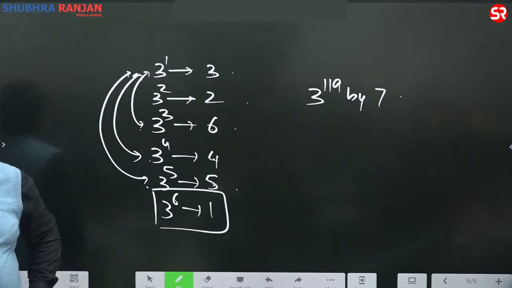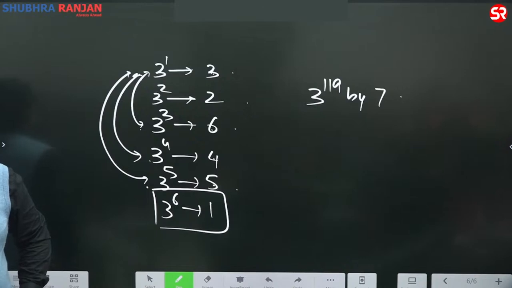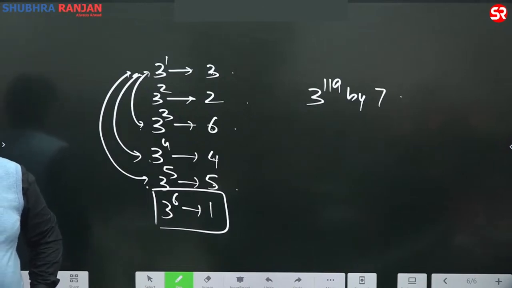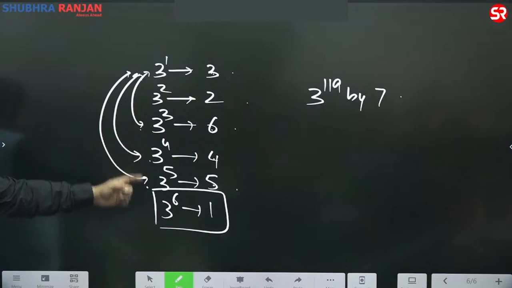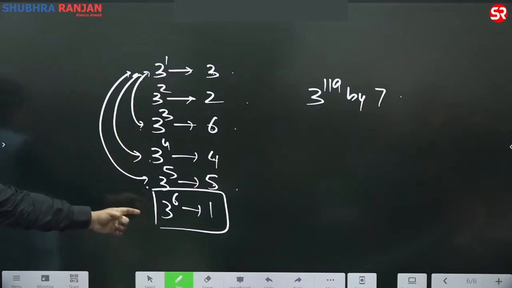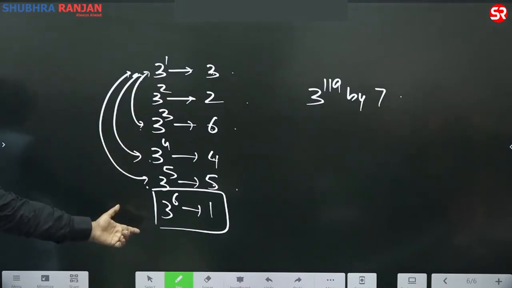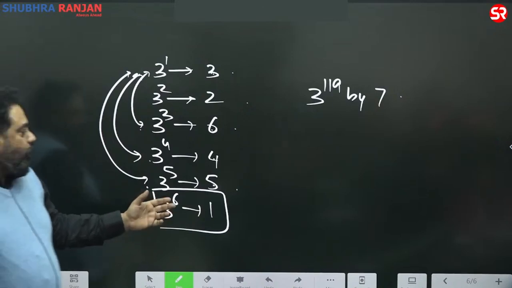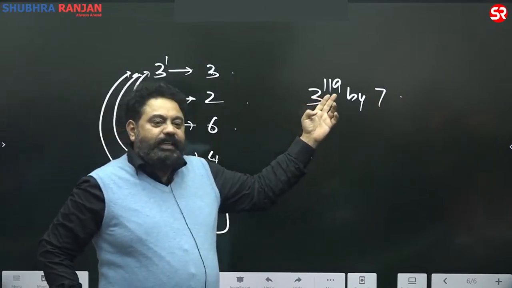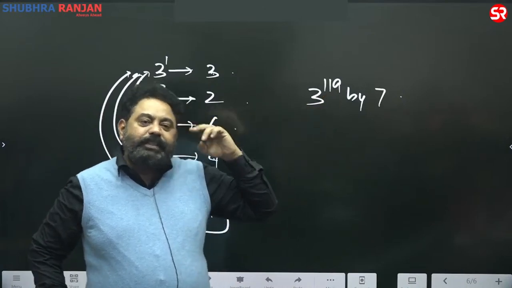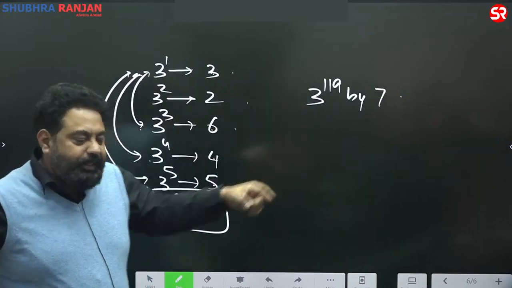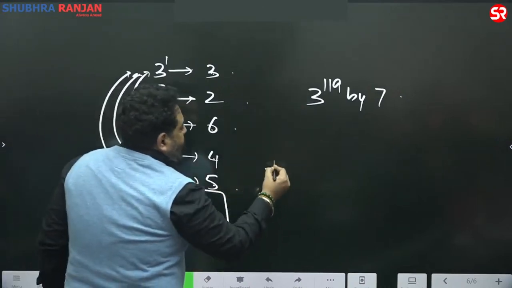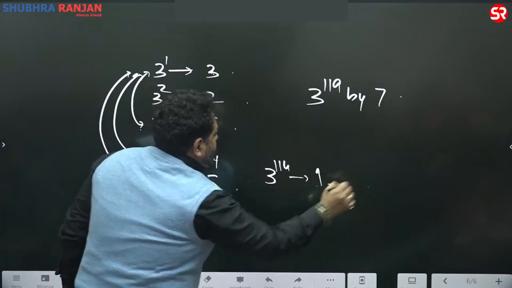Making 1 is essential. Once you make 1, things would be sorted out. How many of you were able to do this till 6th step? Good. Once you make 1, now take a multiple of 6 less than 119. What is a multiple of 6 near 119? 120. 120 minus 6 is 114. So I can directly write 3 to the power 114 also gives you 1.